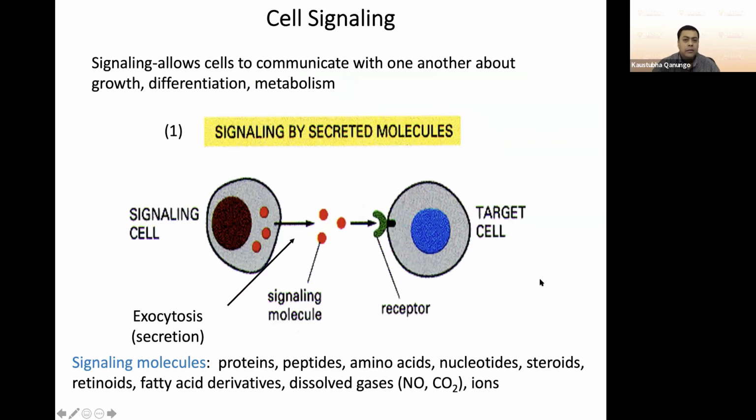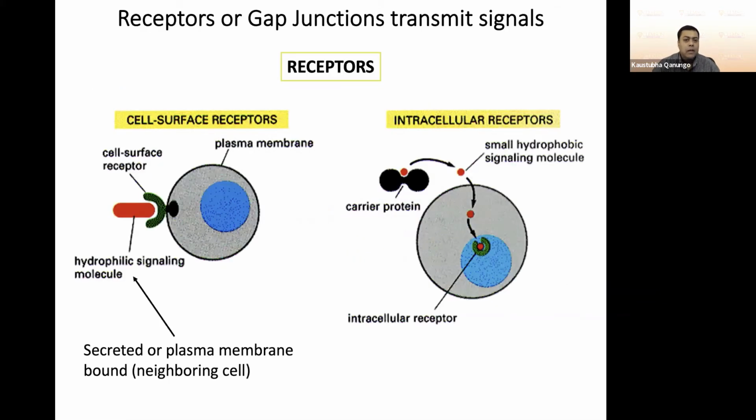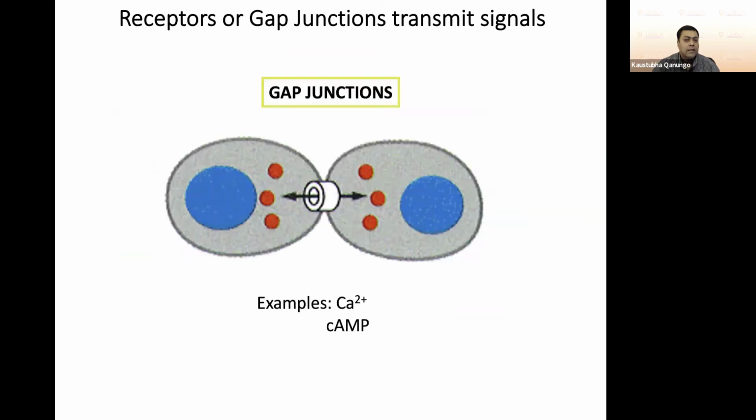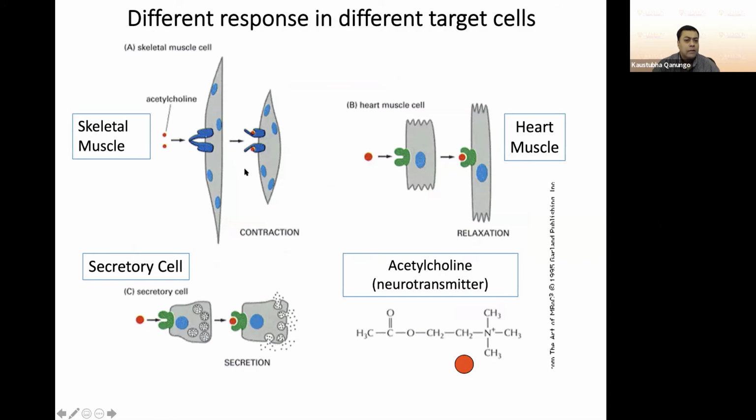Here we are looking at cell signaling. So remember the cell surface receptor and the intracellular receptor. What are the basic differences between them? Hydrophilic versus hydrophobic. These are some of the important considerations. Remember those things. Then let's write here: different response in different target cells.